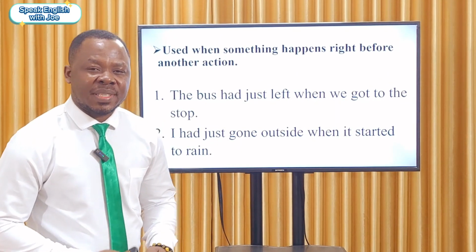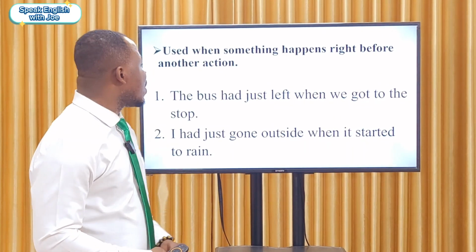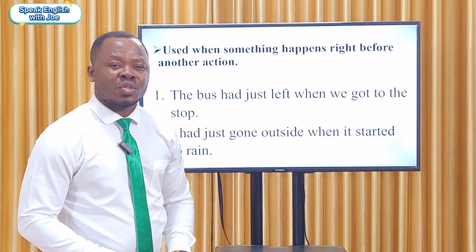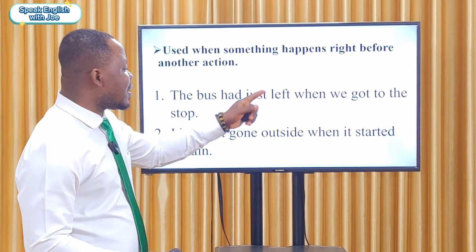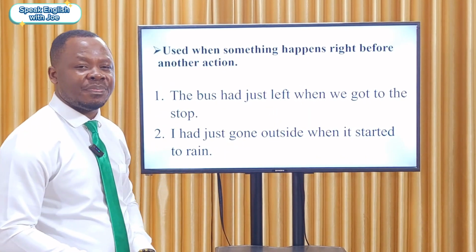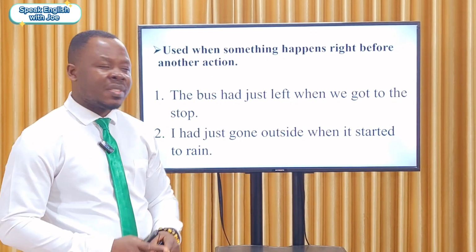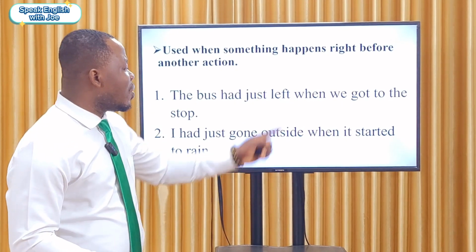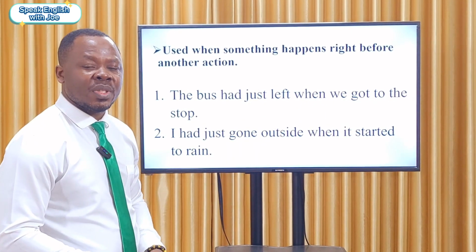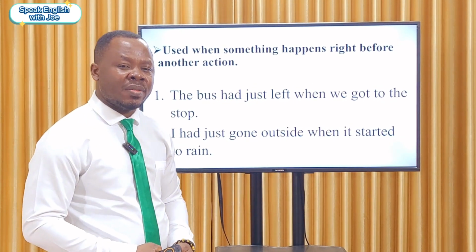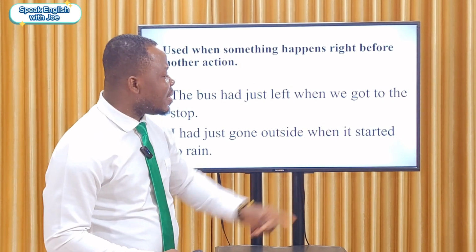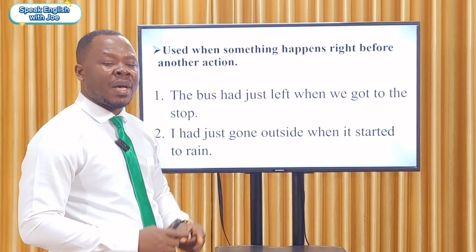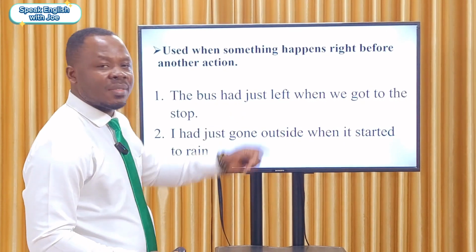The past perfect tense can also be used when something happens right before another action. So for example, the bus had just left when we got to the stop. In this sentence, the first action is the bus had just left, and the other action is when we got to the stop. So we can see in the other action, the verb is in a simple past, that is got, but in the first action, the verb is in the past participle form, that is left.